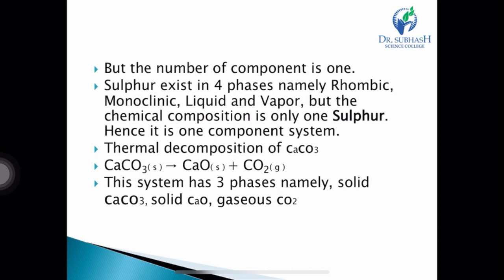Hence it is only one component, right? Another example, thermal decomposition of CaCO3. Now we can heat CaCO3 and we get CaO plus CO2. This system has 3 phases. As I told you above, each solid forms a different phase. So here two solids, CaCO3 and CaO, so two phases are present, and another one is gaseous. So the total number of phases is 3.